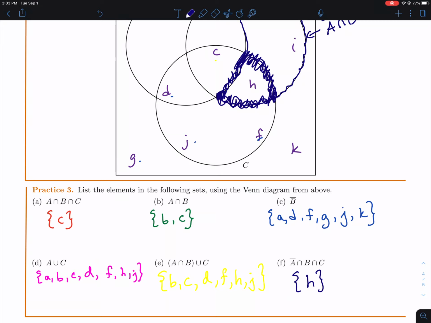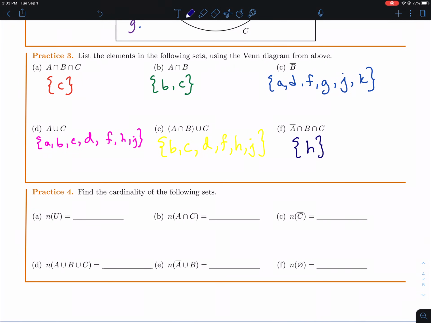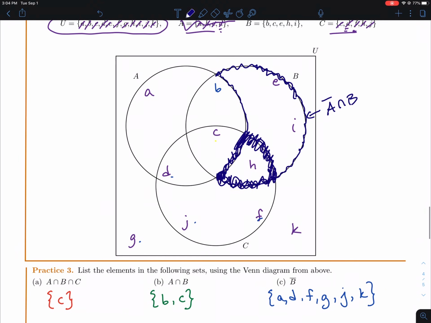Otherwise, let's look at the last one here. In this case, we're trying to find the cardinality, which is another word for the number of elements in the set. So what we want to do is just count how many elements are in each of these sets and then go from there. Let me erase this little thing I drew here in case we need it.